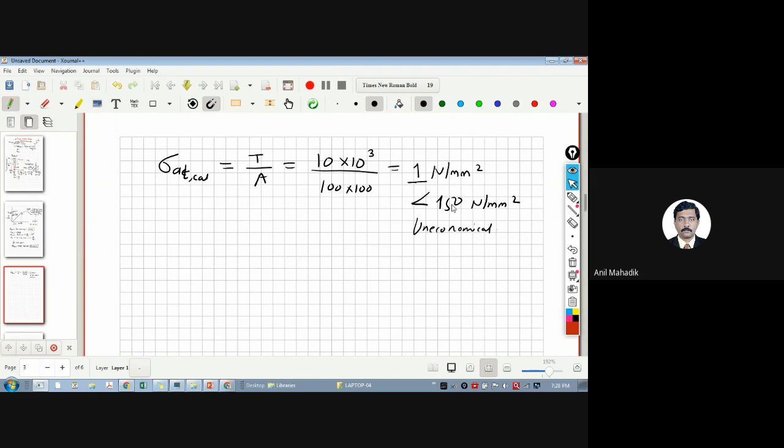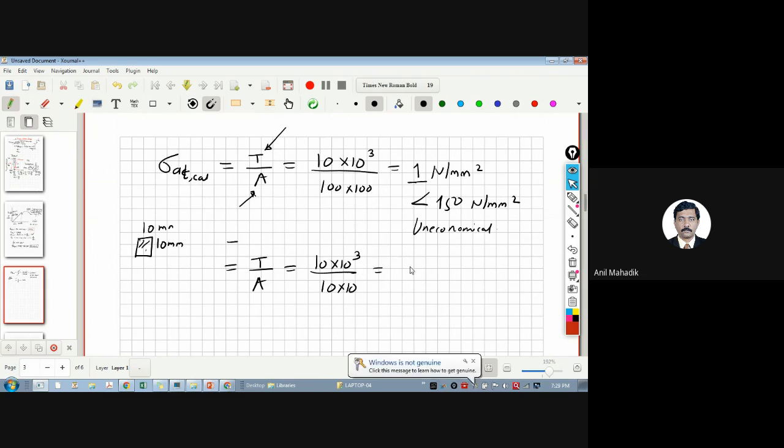How can you make it economical? What will you do? You cannot change the force, because it is coming from the analysis. So reduce the size, reduce the A. Let's say instead of 100 by 100, we have a 10 mm by 10 mm square rod. Then the force will be the same, 10 into 10 raised to 3, and A will be 10 by 10. What is the calculation?